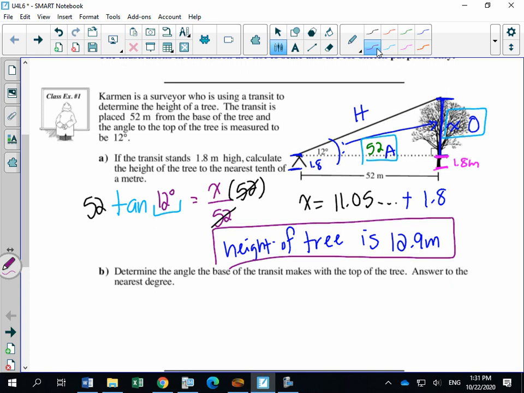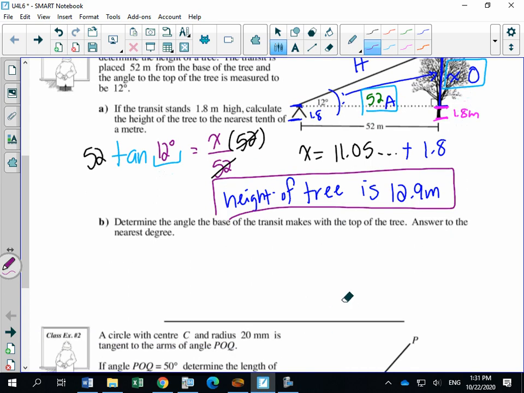Your exam. Yeah. And then the next example we do, it's going to be an exam question as well.